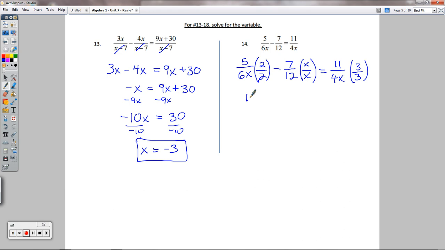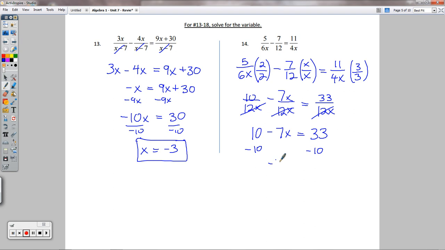This would be 5 times 2, 10 over 12x. This one, 7 times x would be 7x, and we got a minus sign there. So that's 12x. And this would be 33 over 12x. Now they're all the same. Now you can cross them out and just think of what would make the numerators here equal to the numerator there. So if you subtract 10, you'd have negative 7x equals 23. And then if you divide by negative 7, this one you end up with a fraction. x equals negative 23 over 7.